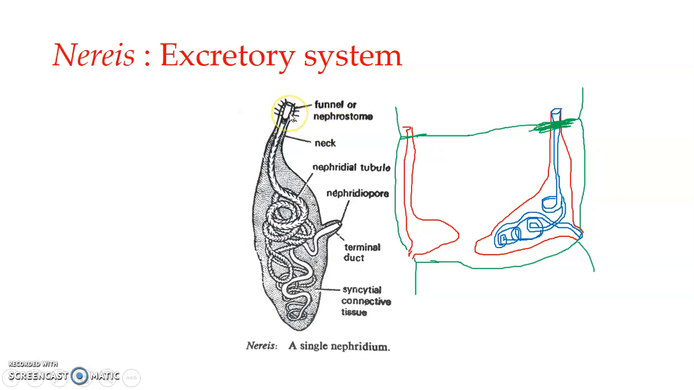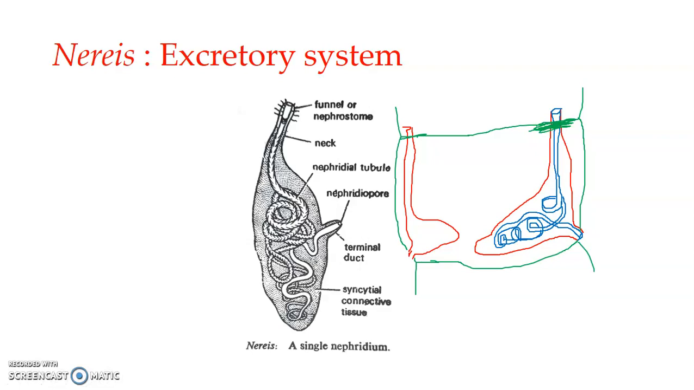The nephrostome is provided with cilia, and all along the nephridial tubule, at various places, the inner lining is provided with cilia, except for the last part of the nephridial tubule. A nephridium which possesses a ciliated nephrostome is known as a metanephridium. This is known as a metanephridium.